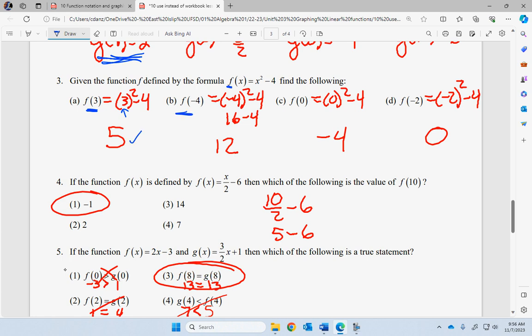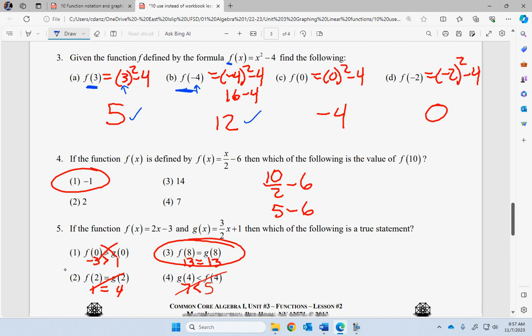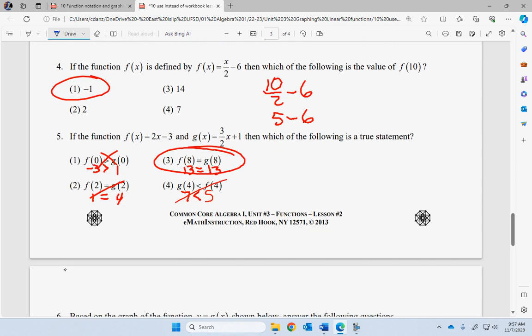I want to talk about b because now I'm substituting in a negative 4. Again, these parentheses are necessary. Negative 4 is being squared. Negative 4 times negative 4 is a positive 16, and then 16 take away 4 is 12. And you can take a look at the answers for C and D. Number 4, they are defining function f as being x divided by 2 and then take away 6. And they're asking us which one is f of 10. So you just plug a 10 in, turns out to be choice 1.